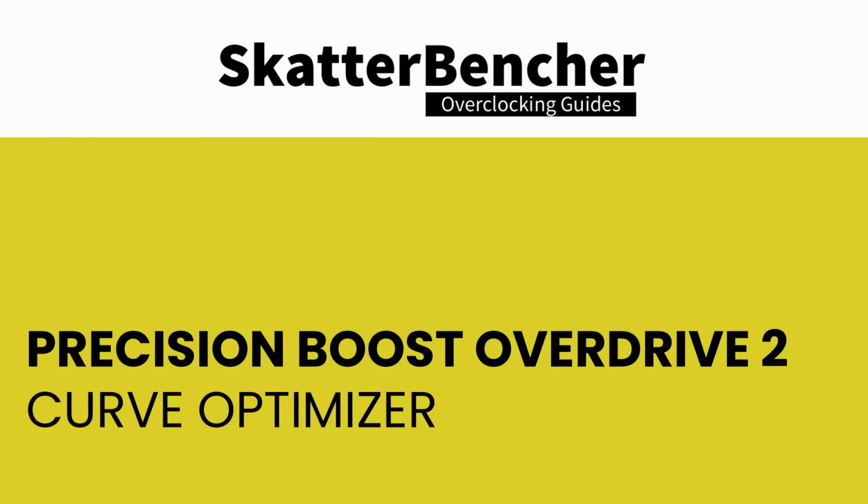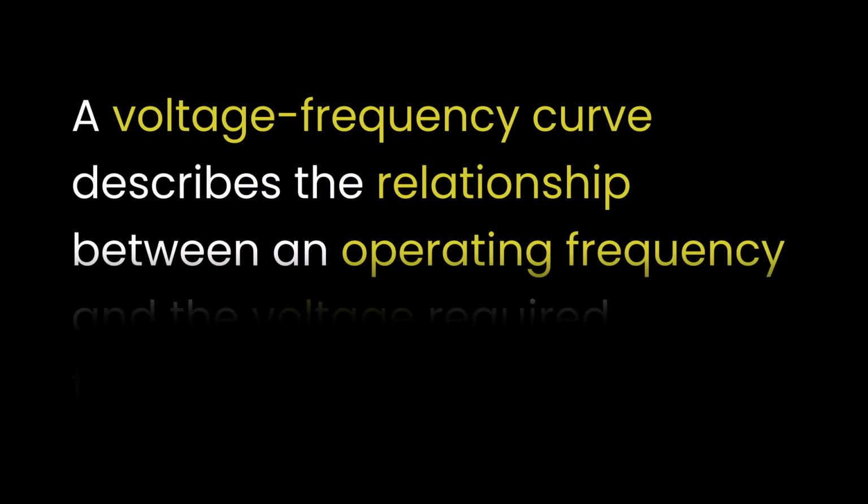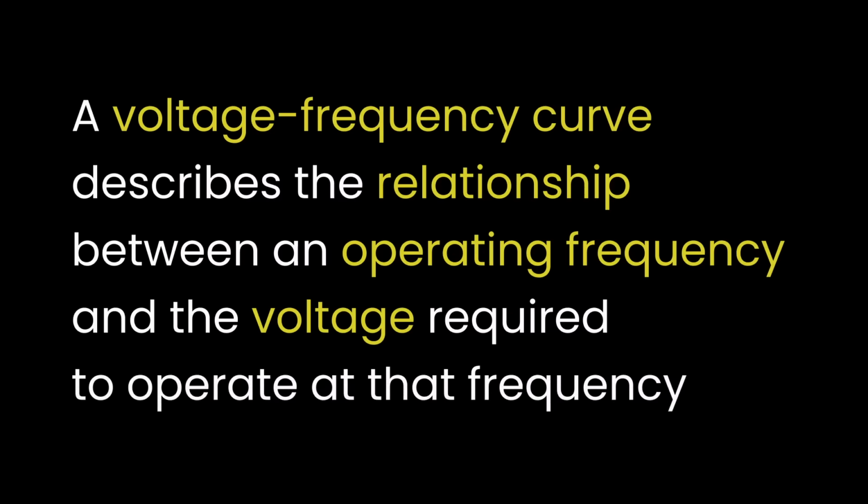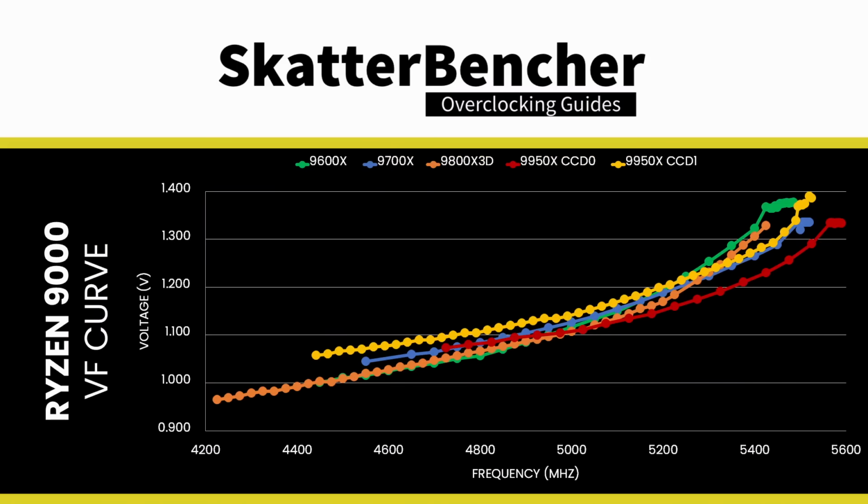Curve Optimizer has been one of the most important tools for overclocking AMD Ryzen CPUs. It is most commonly known for its undervolting capabilities, but for AMD Ryzen CPUs, it also works as an overclocking tool. To explain how it works, let's start with the basics, the voltage frequency curve. Simply put, a voltage frequency curve describes the relationship between an operating frequency and the voltage required to operate at that frequency. Every modern SoC has a factory-fused voltage frequency curve and uses this to dynamically adjust the power consumption depending on the workload needs.